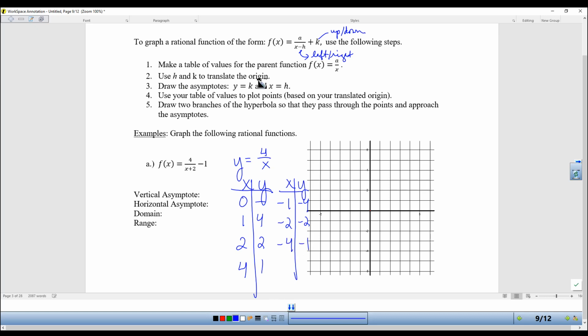Second, use HK to translate the origin. So I'm going to go to the left 2. Remember, that one's always opposite. And then down 1. Gotta love math. It's so unchanging, right? So here's my new origin, which means if that's my origin, those are also my asymptotes, which is great. So what is this equation?